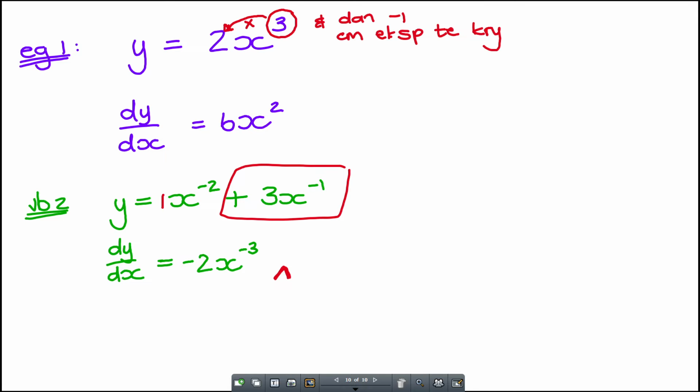Is julle reg? Right. Wie wil sê? Minus 3x tot die mag minus 2.